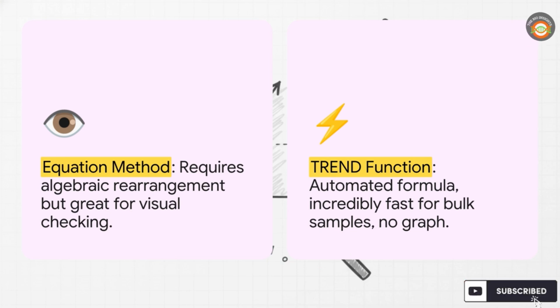Method 1, the equation, requires a little algebraic rearrangement, but it's absolutely excellent for visually checking things on a graph. Versus Method 2, the trend function. This is a fully automated Excel formula. It's incredibly fast for bulk samples, and get this, it technically requires absolutely no graph at all, so you can choose whichever method fits your specific workflow.